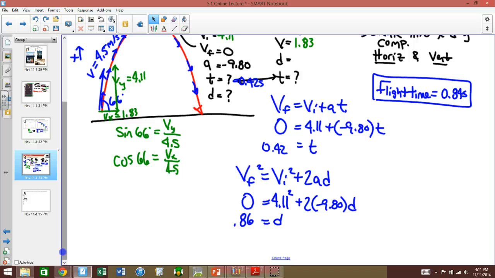That doesn't seem quite right. I feel like it should go a little higher than that. I just want to check my math again. 4.11, and I'll square it. VF squared equals VI squared plus 2 times A times D. So divided by 2, divided by 9.8, 0.86. Yeah, I guess it seems right. That doesn't seem very high, but man.